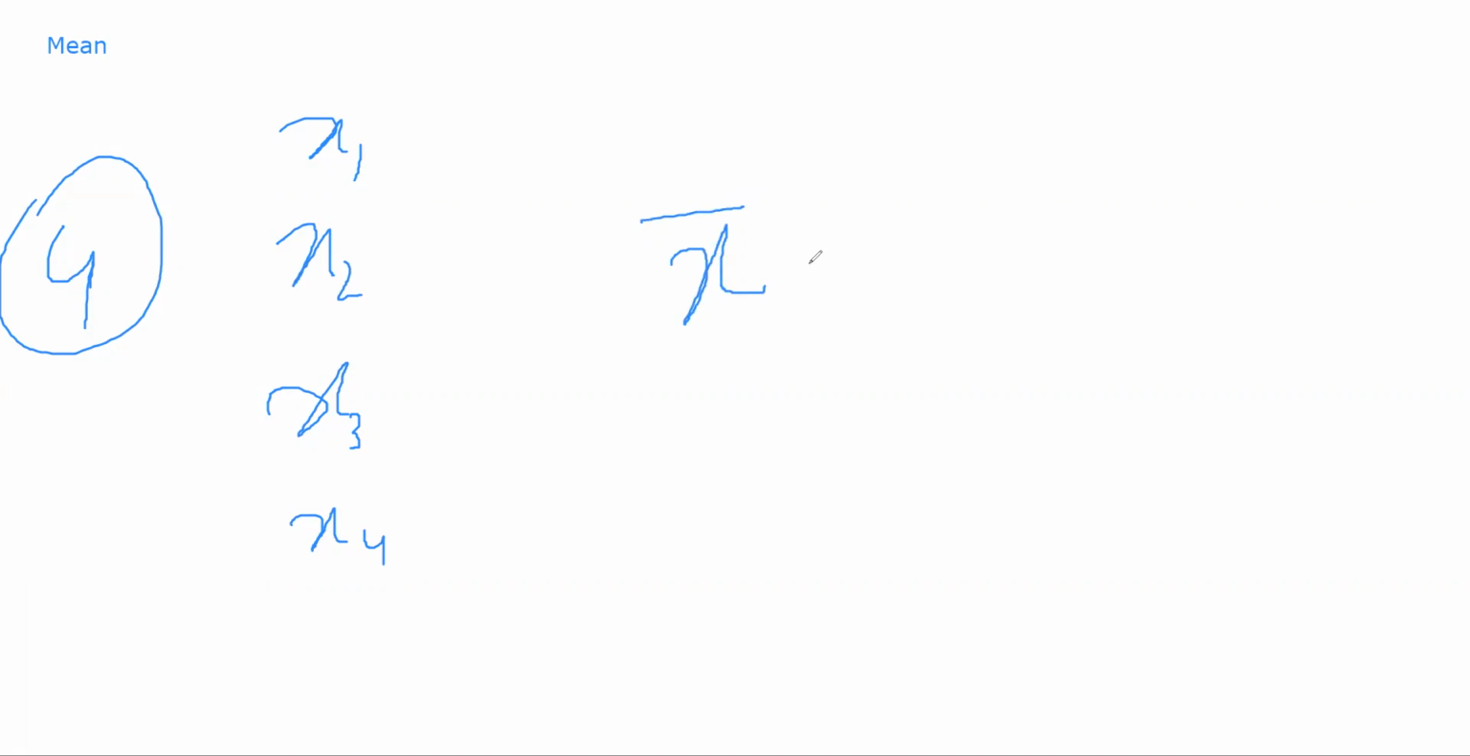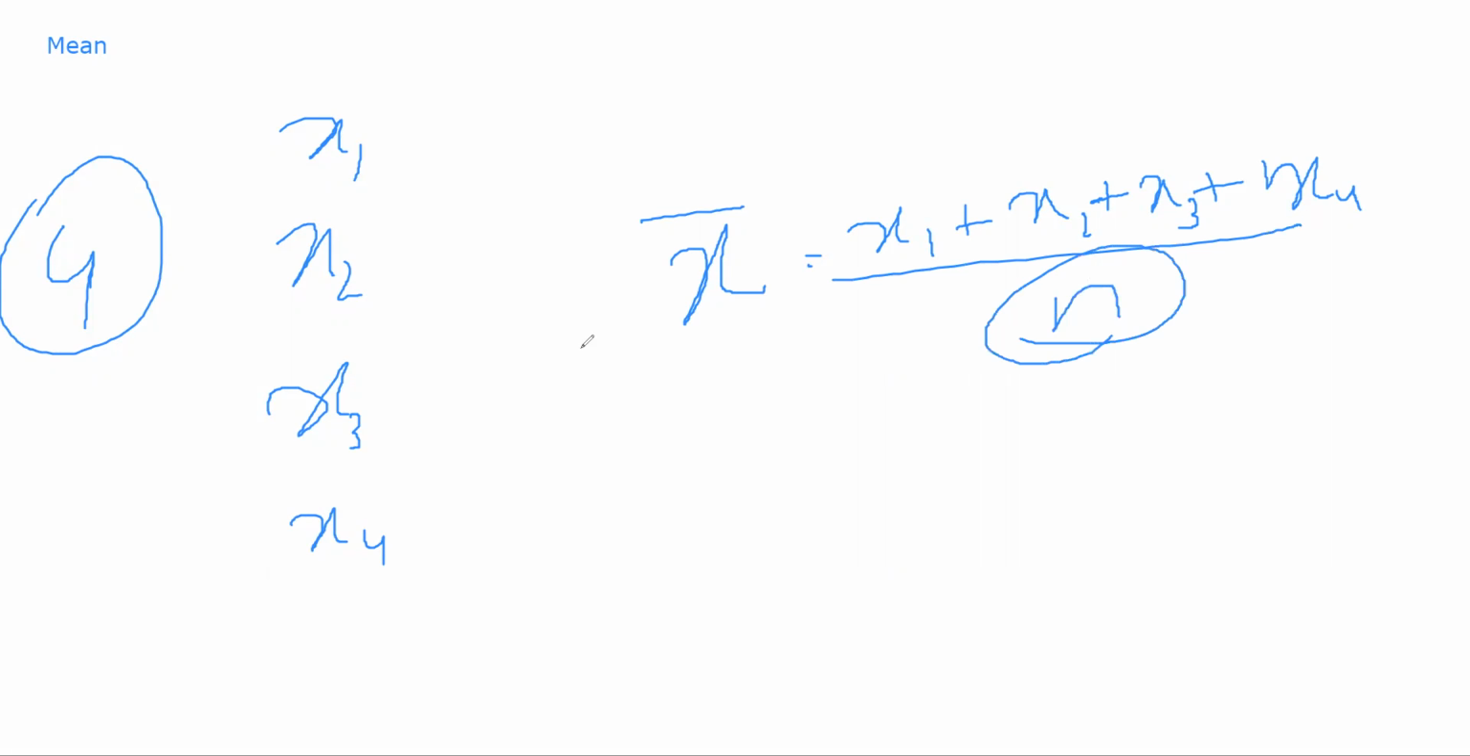Okay, x bar, and that will be x1 plus x2 plus x3 plus x4 divided by n. N being the number of observations. Here the number of observations are 4, so n will be 4.